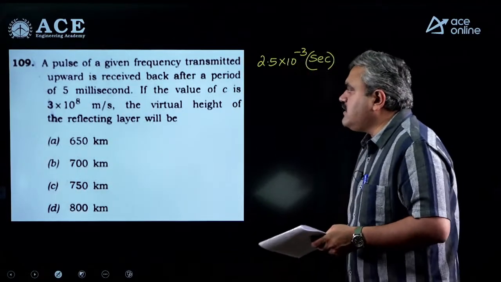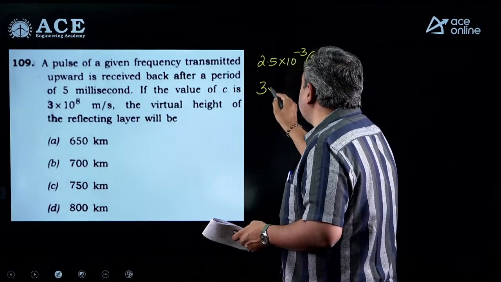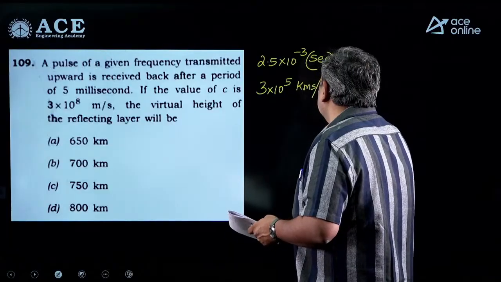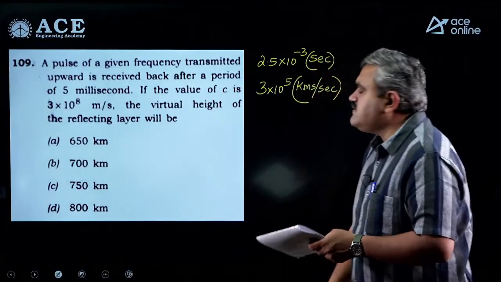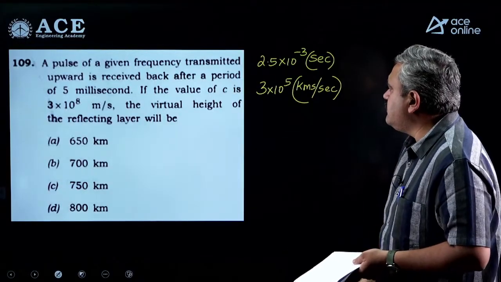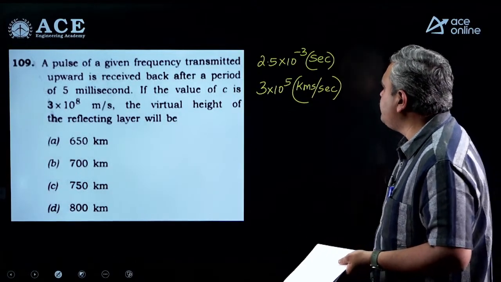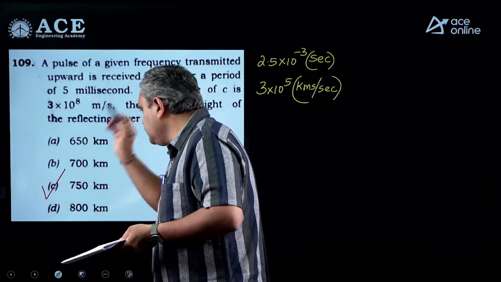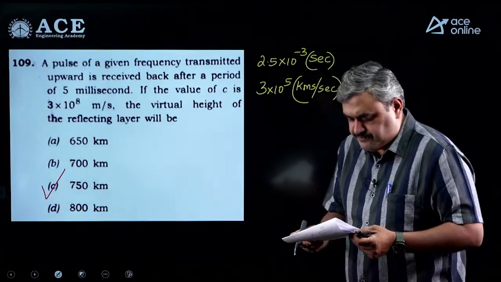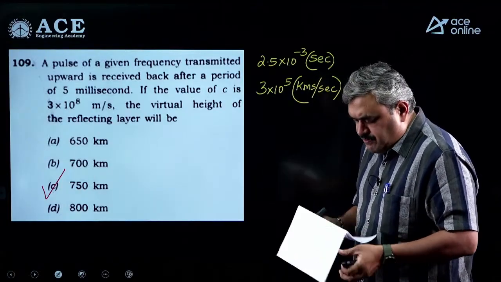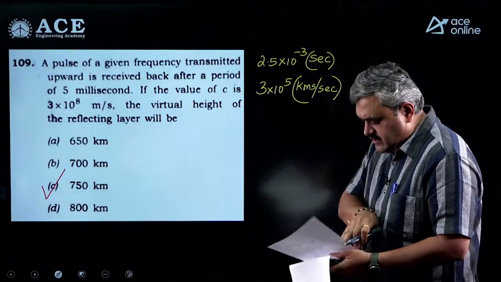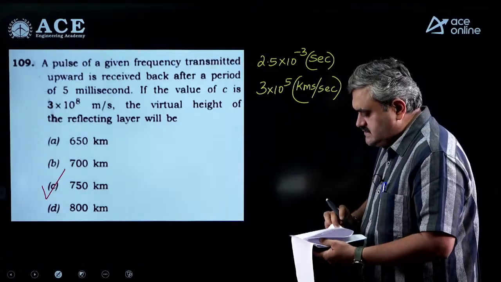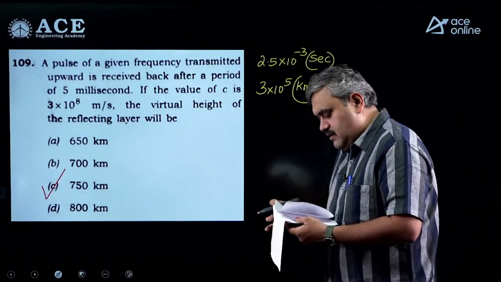If the value of c, the velocity of light, you take in meters, he has given in meters, I am taking in kilometers because options are in kilometers. So what is the virtual height? Simply it is nothing but that distance. So you multiply these two, 750 kilometers. Is it clear? Speed into time. So like this, sometimes very simple questions are coming. Just try to understand basic formulas. They will be sufficient to write the answers for these types of questions.